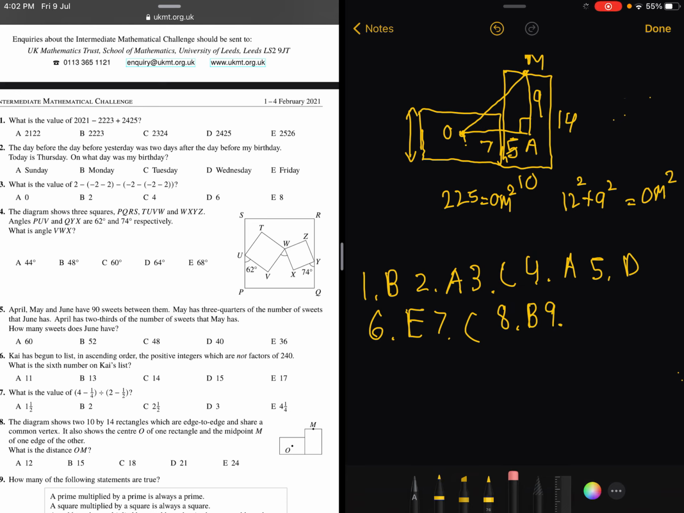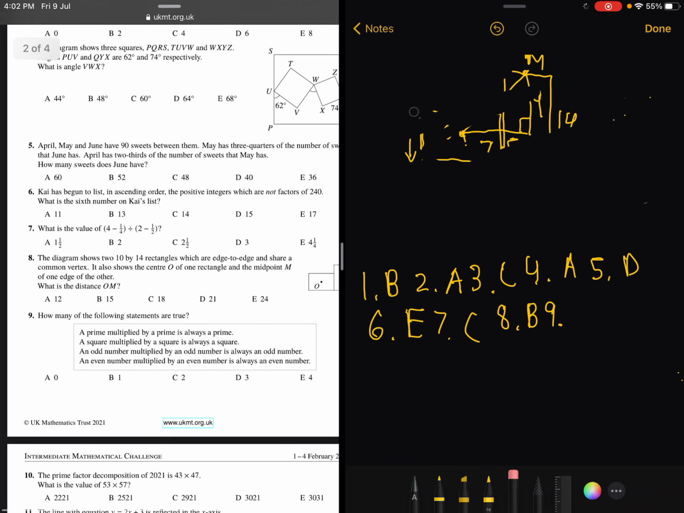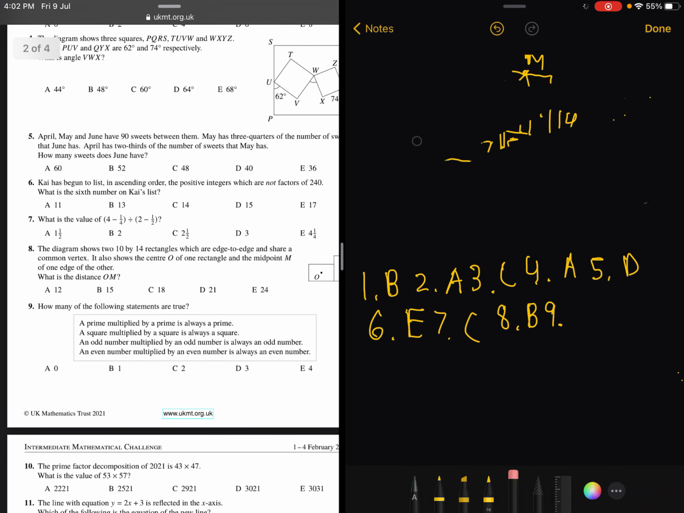Question number 9. How many of the following statements are true? A prime multiplied by a prime is always a prime. That obviously can't be true because a prime has no factors other than 1 and itself. So the first one is not true.